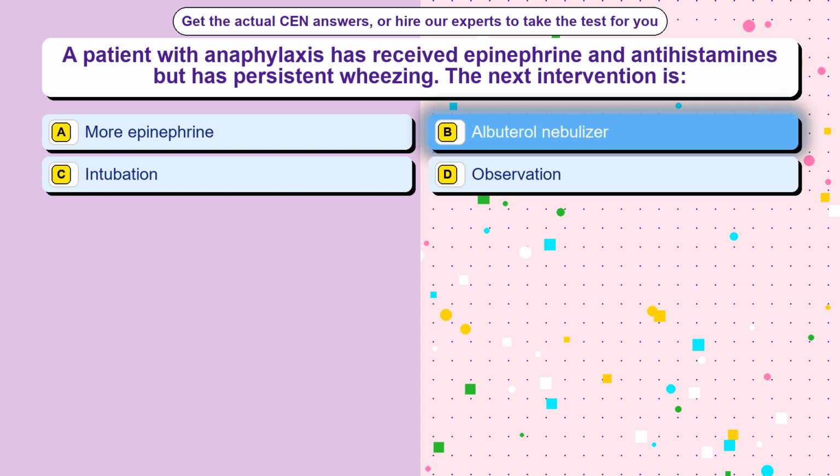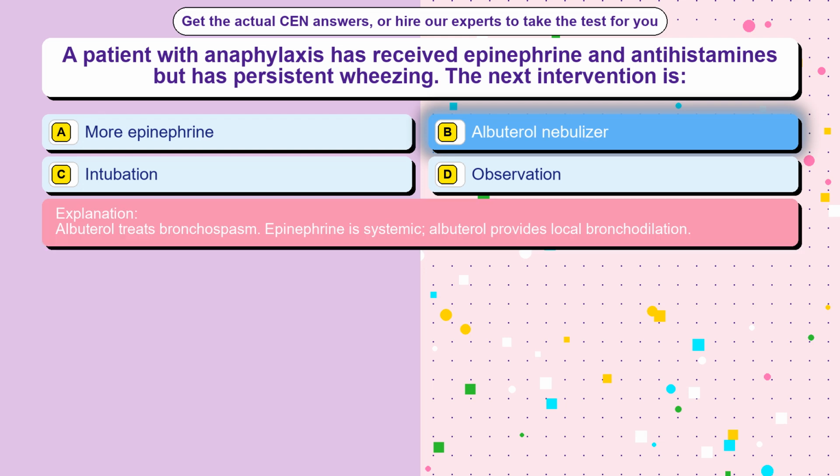The correct answer is option B, albuterol nebulizer. Albuterol treats bronchospasm. Epinephrine is systemic, albuterol provides local bronchodilation.